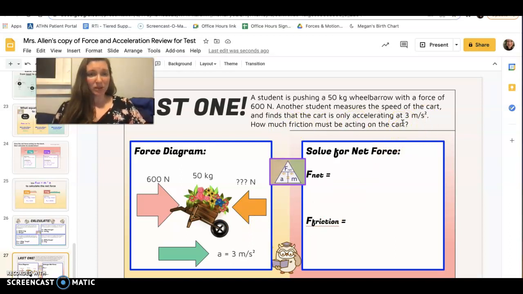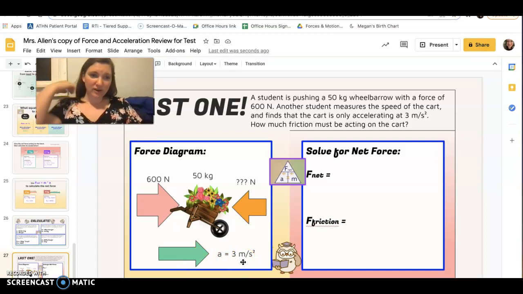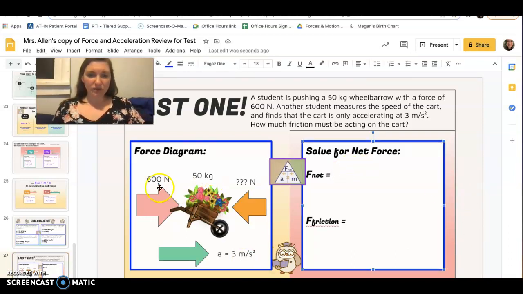So this is a couple step question. So we have 600 newtons of force going this way, 50 kilograms going this way, an unknown amount of newtons pushing in the opposite direction, and we have an acceleration of 3 meters per second squared. So let us figure out the net force first. Because we have these pieces, but if we can figure out what the net force is, then we can figure out this force from there.